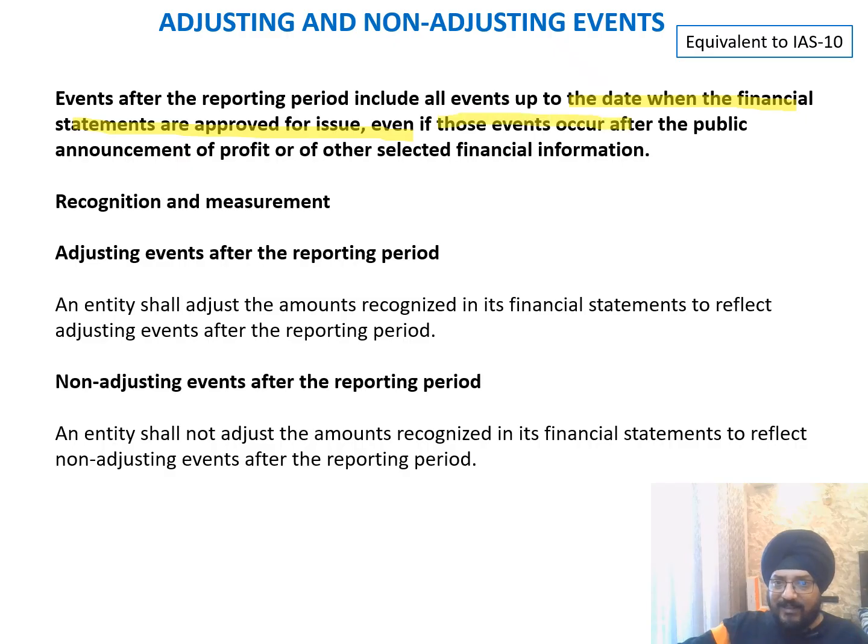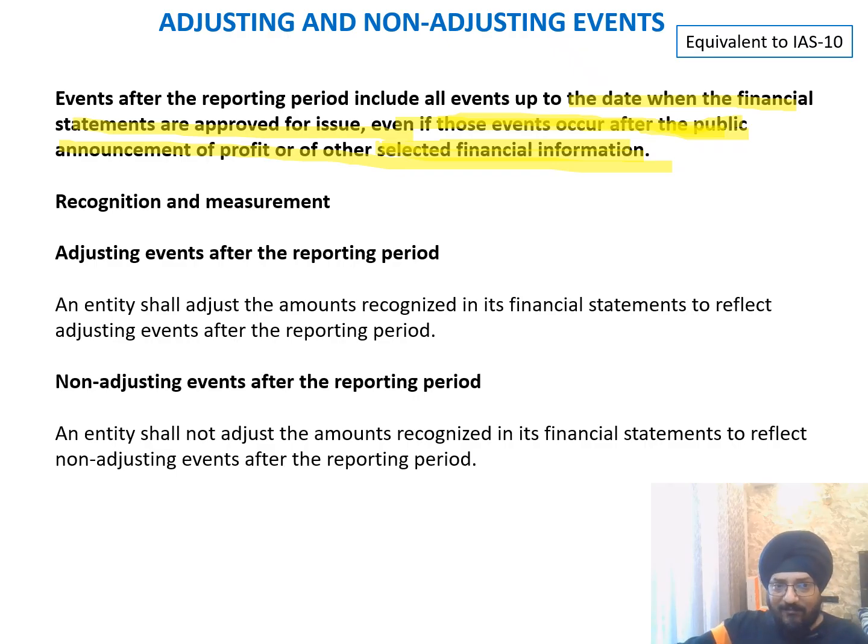Even if these events occur after the public announcement of the profit and loss account, which means that even if we have disclosed our financial information and it has been made available to the public, any event which happens after the disclosure of that public information till it is finally approved is still considered an event occurring after the reporting period, and will require adjustment depending upon whether it is an adjusting event or non-adjusting.